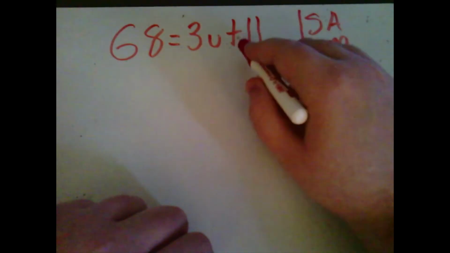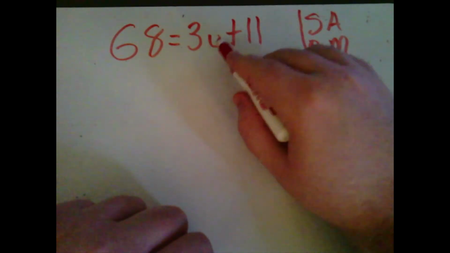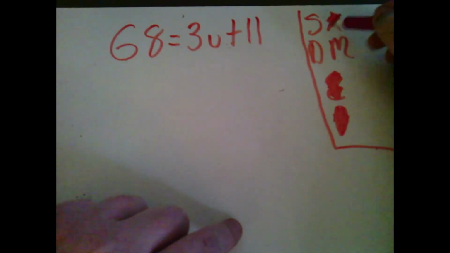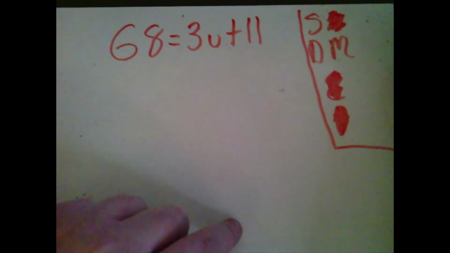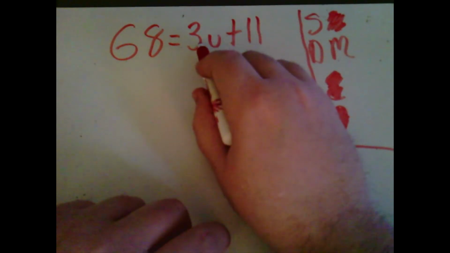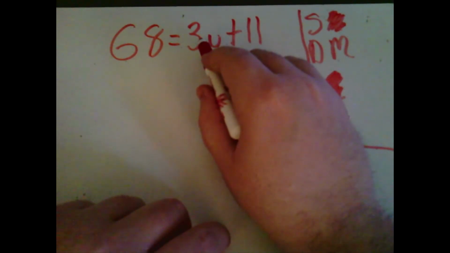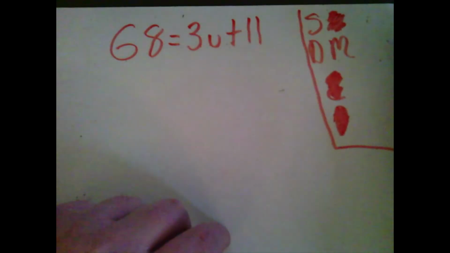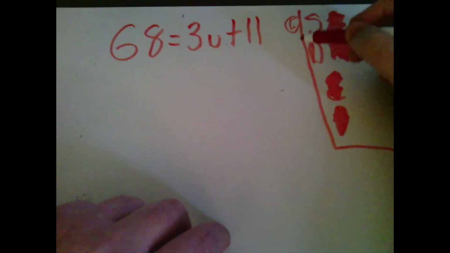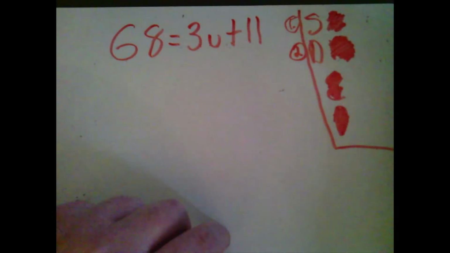Looking at this problem, the operation happening between 3u and 11 is addition. So we are not going to be using addition to solve this problem. Likewise, once more, 3u, well, the operation happening between 3 and u is multiplication. We will not be using multiplication to solve this problem. That leaves us with the operations of subtraction and then division.